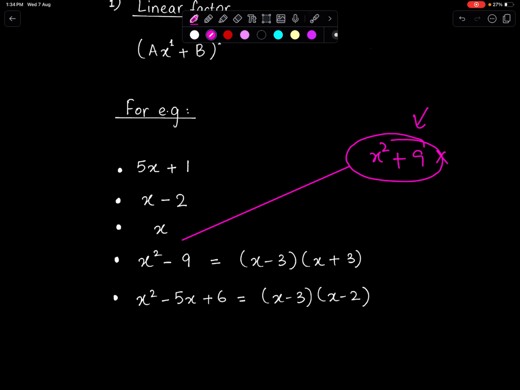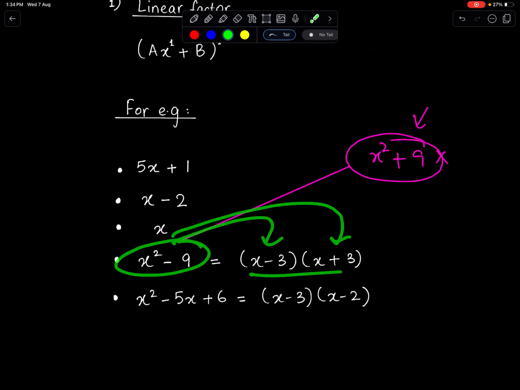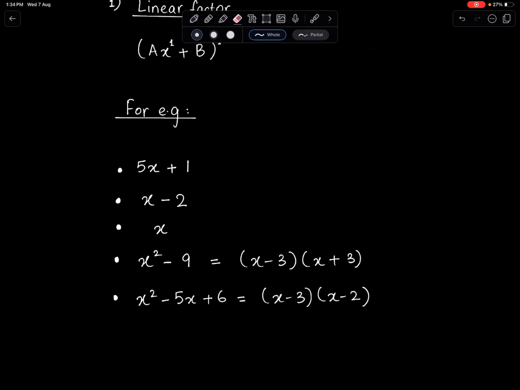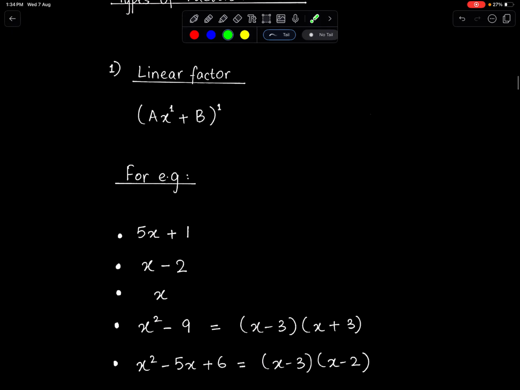So when a factor can be factorized, you have to factorize it. We have got two linear factors. This can also factorize as x minus 3, x minus 2. So these are the examples of linear factors. And this is the generalized form of a linear factor.